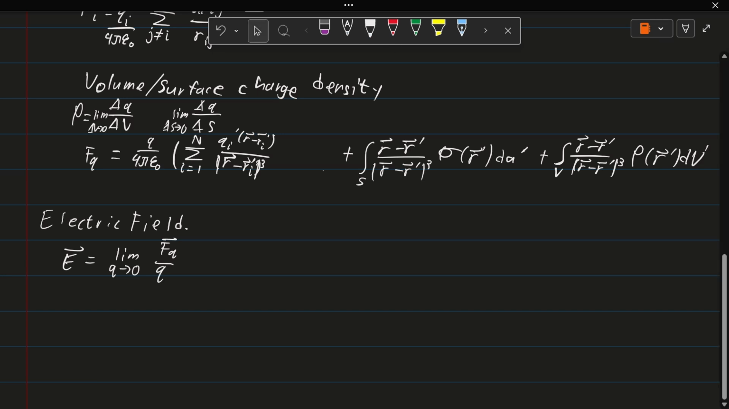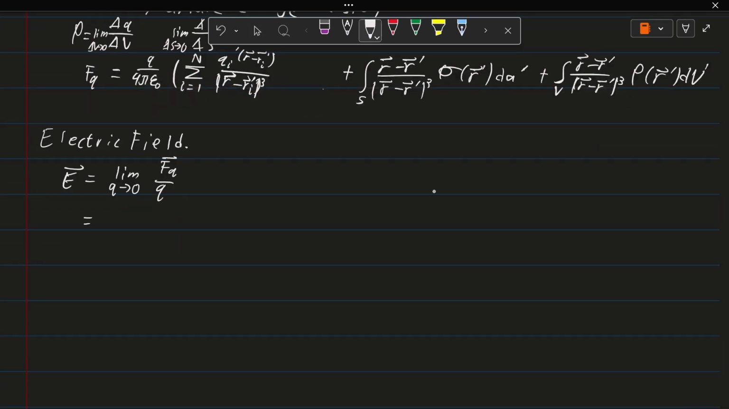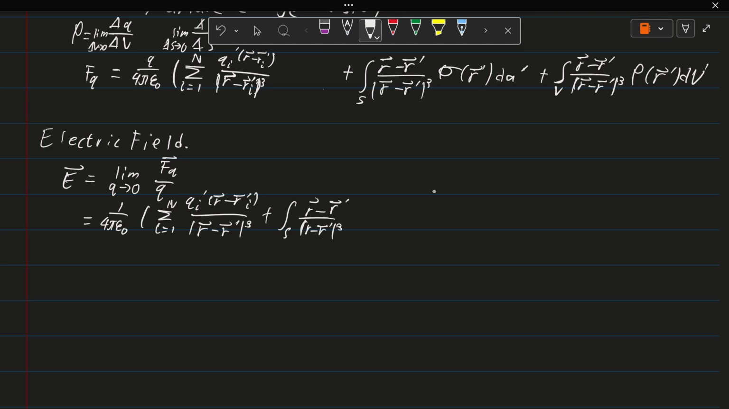Now if we observe something like this, we could denote the electric field based on the Coulomb's law that we got, which is 1 over 4 pi epsilon 0 with the sum from i equals 1 until n of the Qi prime times r vector minus r vector prime i over the length of r vector minus r vector prime cubed, plus the integral over r vector prime over the magnitude cubed with the surface charge density, and also with the volume charge density.